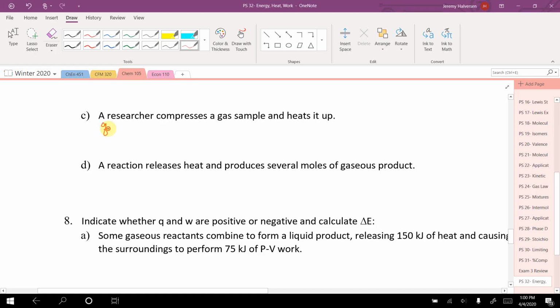Okay, a researcher compresses a gas. If we compress gas, work must be positive, and it heats up, so heat must be positive, so delta E must be positive.